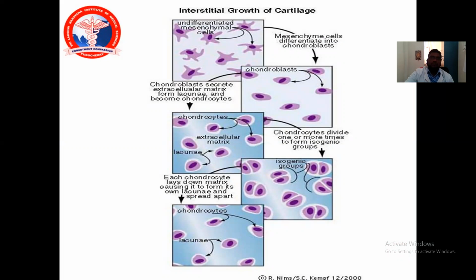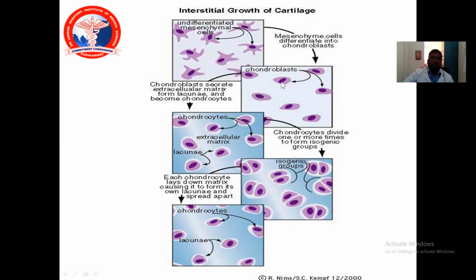Here you would be able to get undifferentiated mesenchymal cells. This is your undifferentiated mesenchymal cells. These are going to get differentiated into chondroblasts. Normally the mesenchymal cell is the stem cell, so it can change into whatever type it wants. It can change into an osteoblast, it can change into a myoblast, and so on. Like that, the mesenchymal cells are going to form the chondroblast.